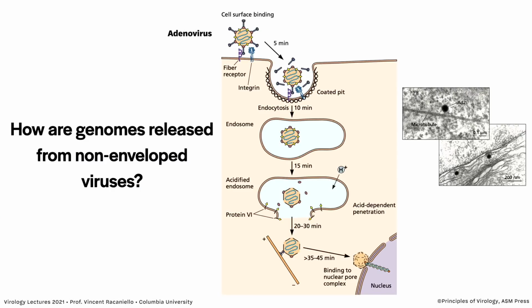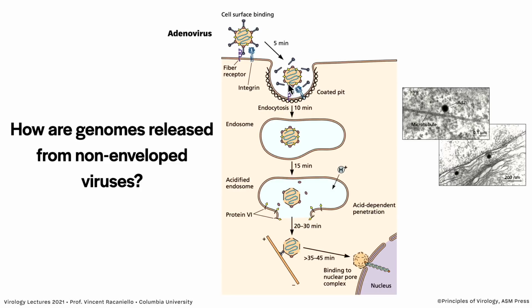So we talked about release of genomes from enveloped viruses. That's pretty straightforward. It involves membrane fusion. What about non-enveloped viruses? Let's look at a couple of examples. Adenovirus binds by the fiber to the CAR receptor. It then has to bind a second receptor, which interacts with the hexon protein in order to get into the endosome. Without that second interaction, it will not be endocytosed.